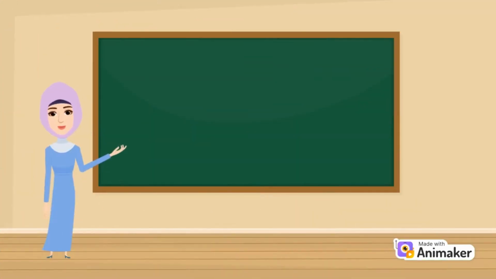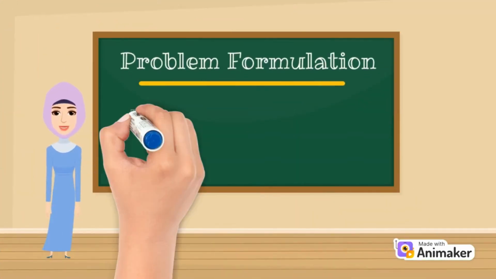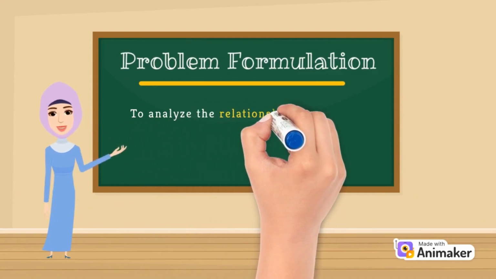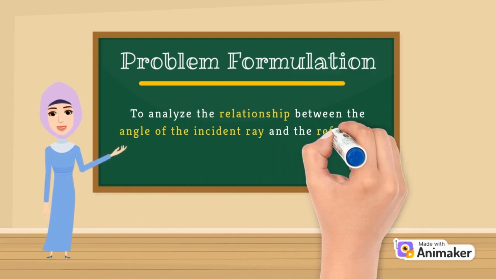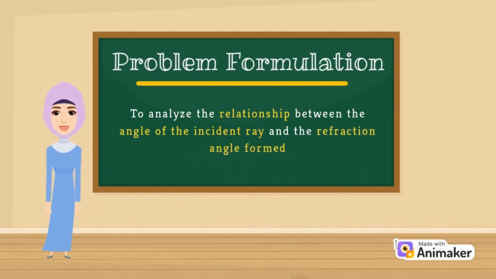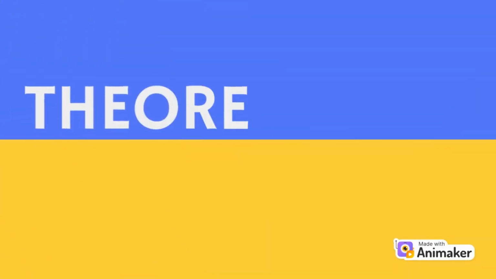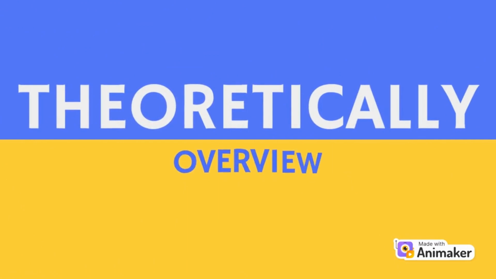The problem formulation is to analyze the relationship between the angle of the incident ray and the refraction angle formed. Theoretical overview. Before I show you the experiment, I'll explain the theoretical overview. This can be a hypothesis before the experiment.